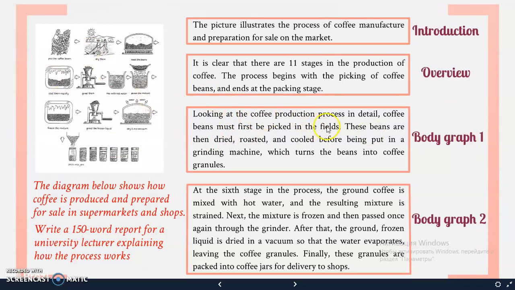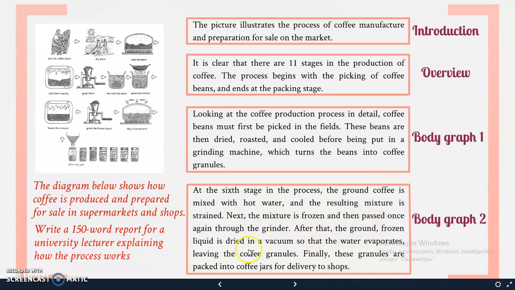Looking at the coffee production process in detail, coffee beans must be first picked up in the fields. These beans are then dried, roasted and cooled before being put into grinding machine, which turns the beans into coffee granules here. At the 6th stage in the process, the ground coffee is mixed with hot water, and the resulting mixture is strained. Next, the mixture is frozen and then passed once again throughout the grinder.